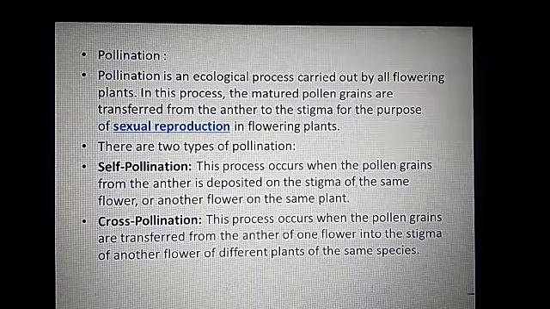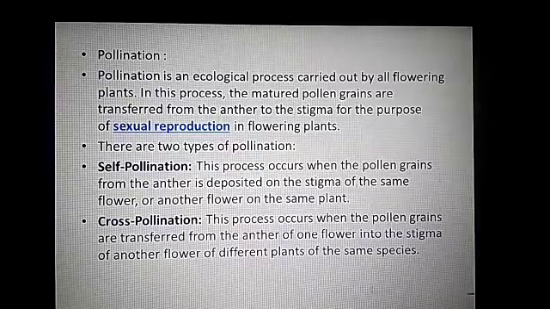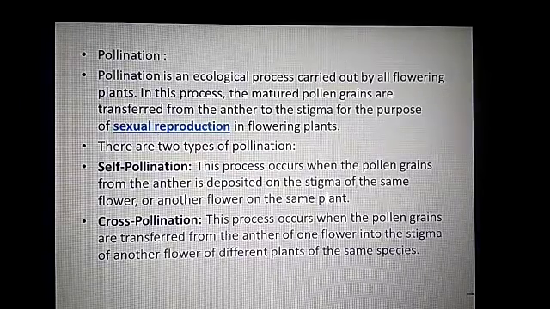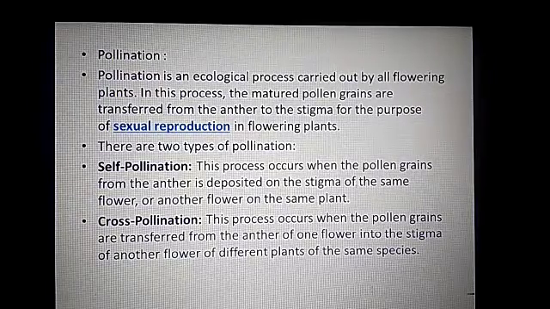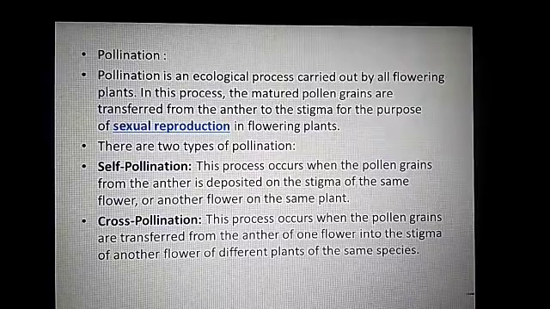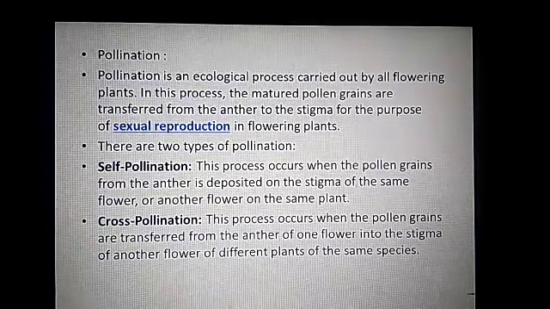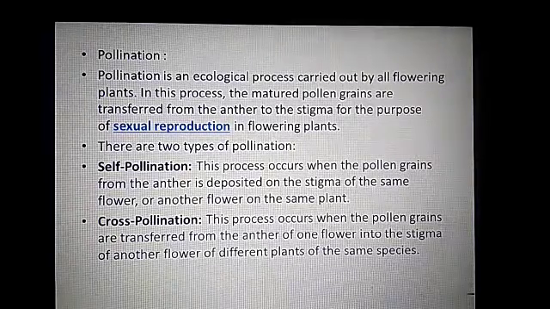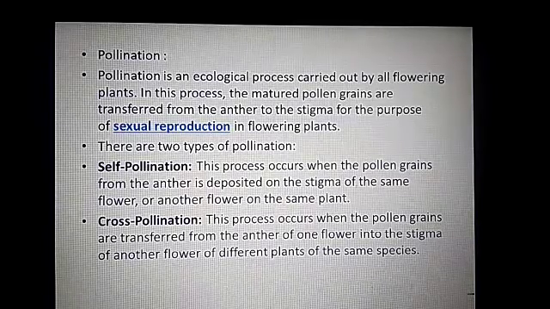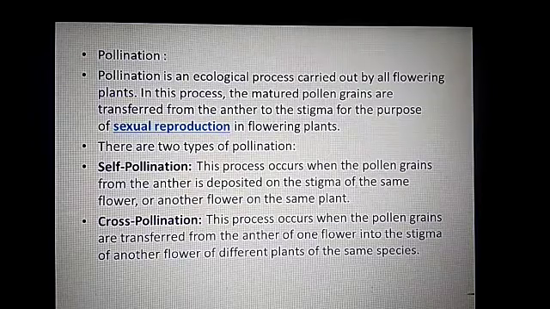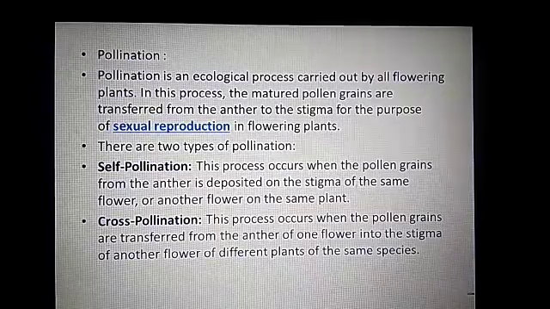Next is pollination. Pollination is an ecological process in which pollen grains from anthers are transferred to the stigma of a flower of the same species. It is an ecological process carried out by all flowering plants. In this process, mature pollen grains are transferred from anther to stigma of a flower for the purpose of sexual reproduction in flowering plants.